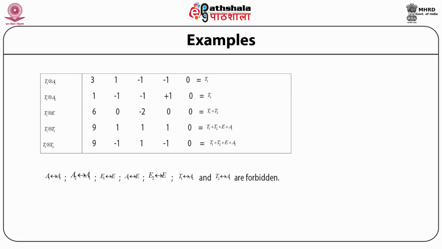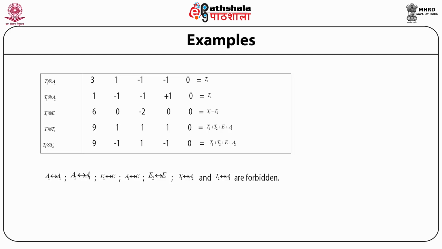So we take the direct product of T1 with the irreducible representations of the group O. T1 cross A1, for example, has the characters 3, 1, -1, -1, 0, which can be resolved, and T1 cross A1 is equal to T1, whereas T1 cross A2 is equal to T2, T1 cross E is equal to T1 plus T2, and T1 cross T1, which has the characters 9, -1, 1, -1 and 0, can be resolved into the irreducible representations of the group O as T1 plus T2 plus E plus A2.